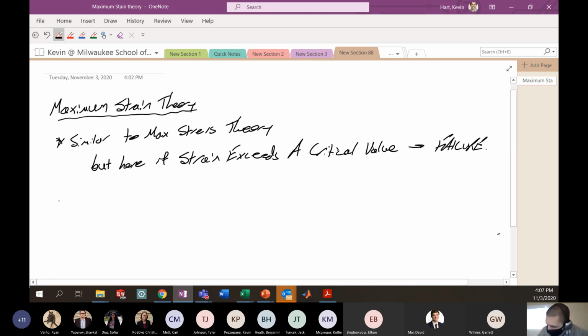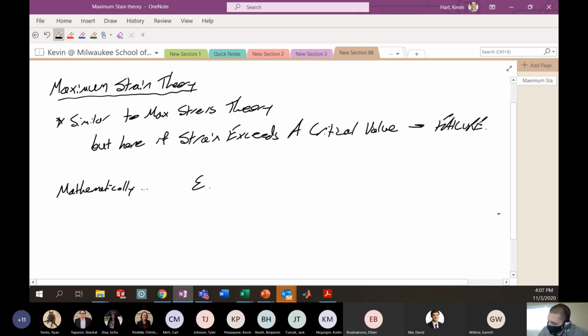So in math speak, mathematically, we'd have if epsilon 1 is greater than, or we'll say greater than or equal to, that which would cause failure in the one direction in tension, then you would fail. If epsilon 1 is less than or equal to that which would cause failure in the one direction in compression, you fail. Usually you put a negative sign because the negative sign is usually not inherent in the strain value.